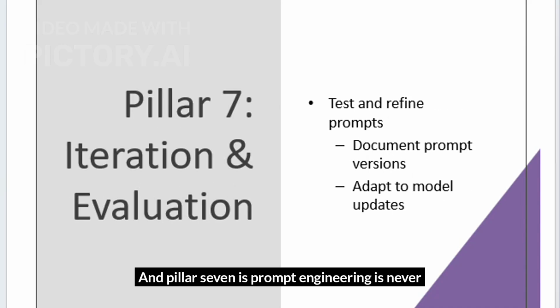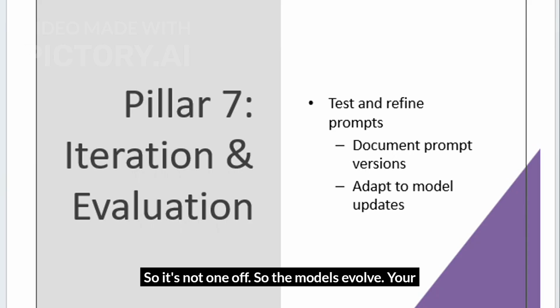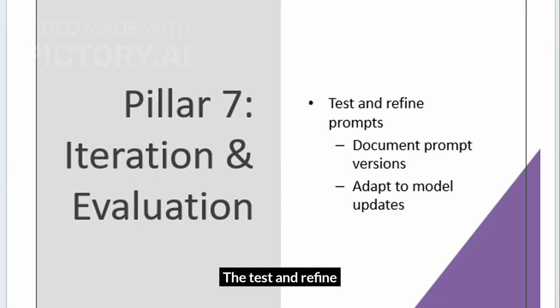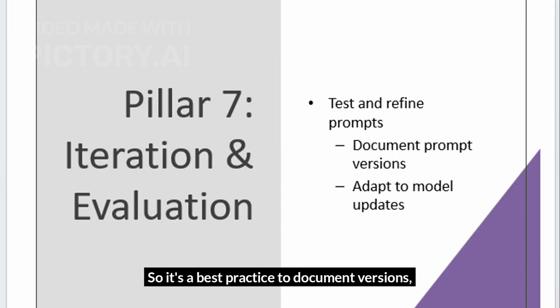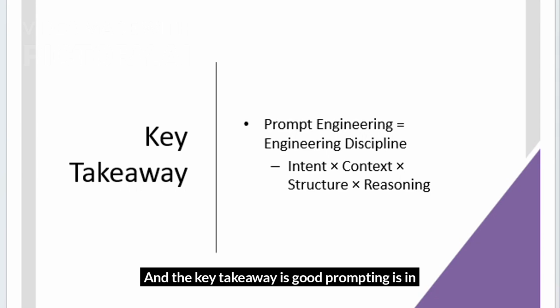Pillar 7 is iteration and evaluation. Prompt engineering is never done. As models evolve, your prompts must also evolve. Test and refine prompts, and document prompt versions. It's a best practice to document versions and adapt to model updates. That's all about prompts. I hope it's helpful. The key takeaway is good prompting isn't magic.